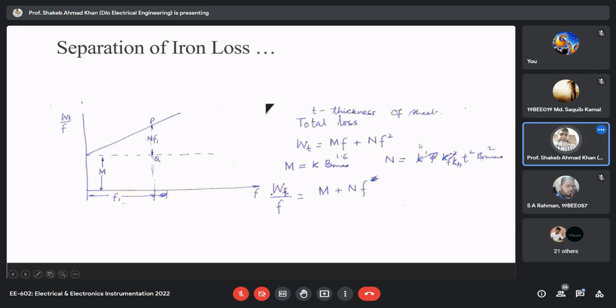Means in this case, in case of eddy current loss, if your waveform is changing, means it is not sinusoidal, and if it is having harmonics, then your eddy current loss will be affected. Obviously, when the form factor is more, then your eddy current loss will be more. Means if harmonics are more, the loss will be more. Whereas this is not the case in hysteresis loss, which is independent of this factor. Okay.